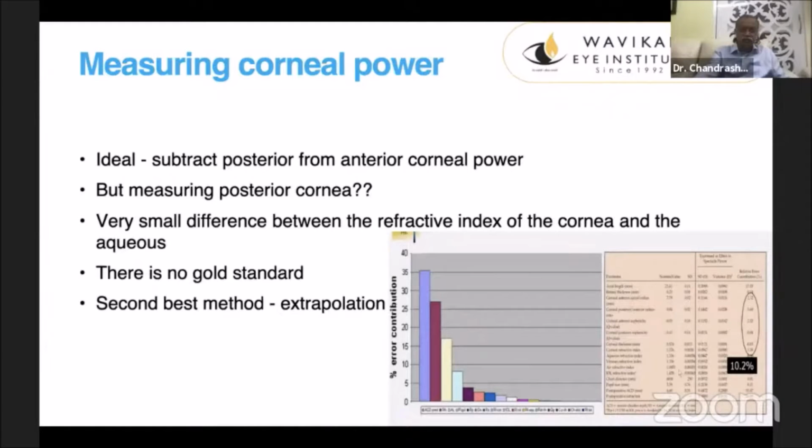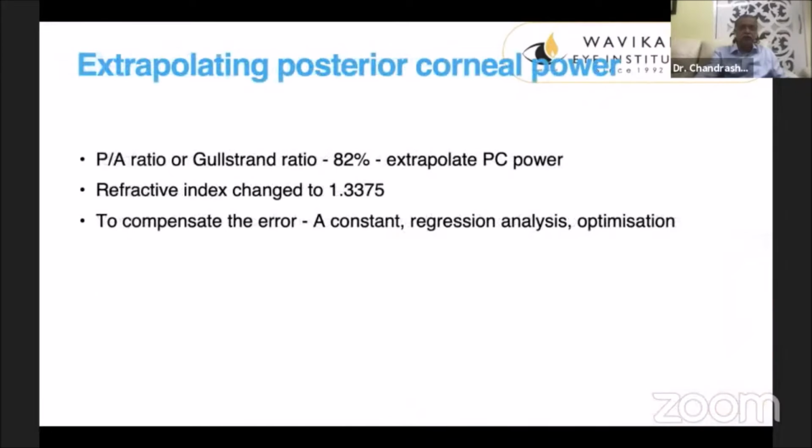So we go to the second best method, that is extrapolation. In that, we use a PA ratio, that is a posterior curvature to the anterior corneal curvature ratio of 82%. So from the anterior we derive the posterior corneal power. But for this, we have to change the refractive index of the cornea to 1.3375. And to compensate for this error, we have to introduce a constant and regression analysis and optimization at an individual level.